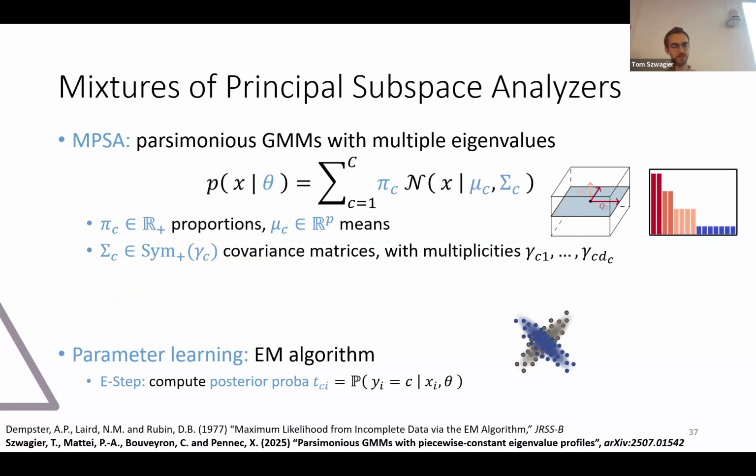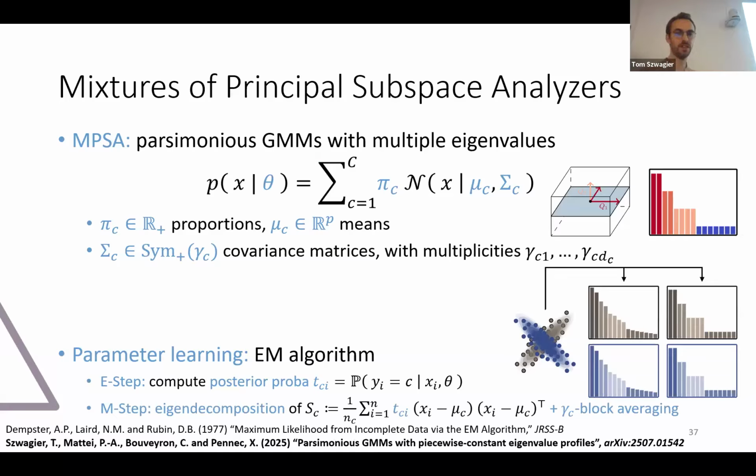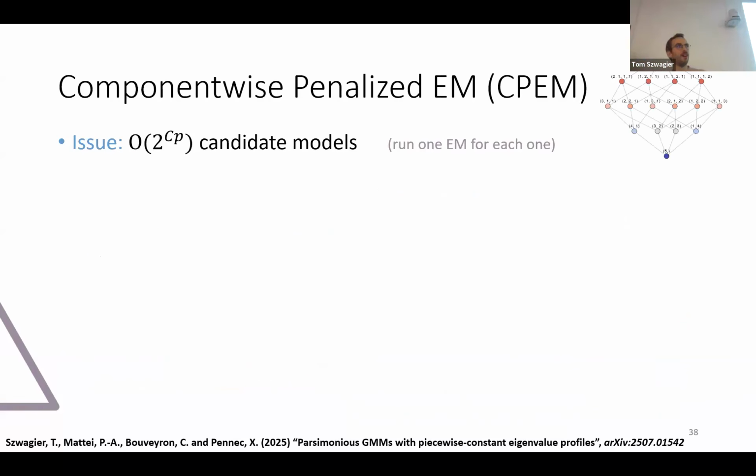It alternates between two steps. The first step consists in computing the probability that each point belongs to a given class. And the maximization step, when we solve it for our case, tells us to compute the responsibility-weighted covariance matrices for each cluster, and then to block average the eigenvalues according to the desired multiplicities. Okay, now you might again see where we are going, because if we pre-specify the eigenvalue multiplicities, it means that we need to run one EM for each candidate model. And in our case, we have 2 to the power of the dimension to the power of the number of clusters candidate models. So it's totally impossible in practice.